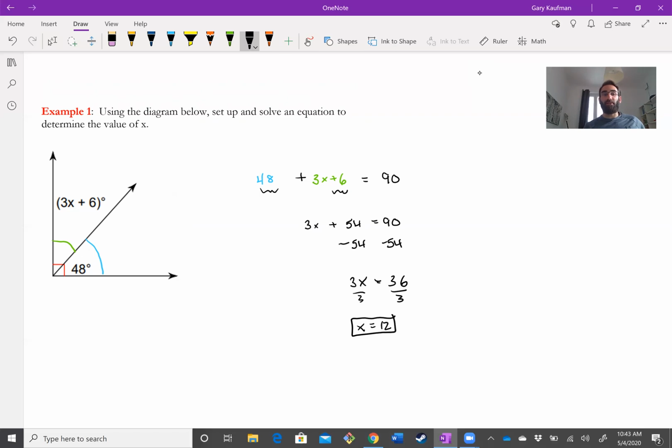I can also check to make sure that this makes sense. This angle measurement is 3 times 12 plus 6, which is 36 plus 6, which is 42. So this is 42 degrees, and 42 and 48 make 90, which is a right angle, so they are complementary. So I did it correctly. Always check yourself. Make sure you have this example in your notes to reference, and then I have some for you to do.